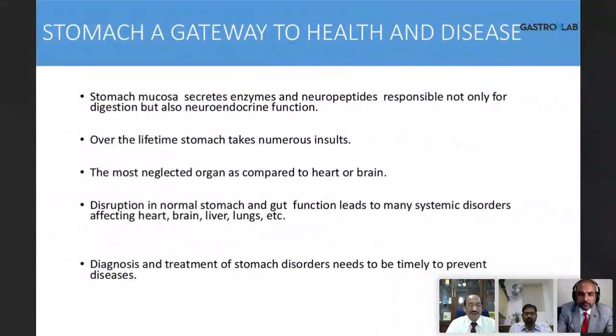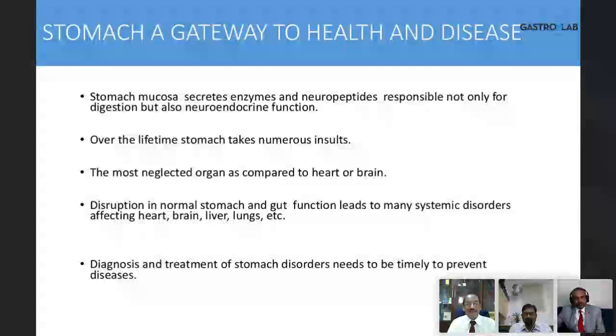The stomach is a gateway to health and disease, as was beautifully highlighted by the previous speaker. Over a lifetime, it takes so many insults because we don't care for the stomach like we care for the heart or the brain. Many people are brainless in the world, so at least we have a brain to think and use, but we don't bother about the stomach. We take it for granted.